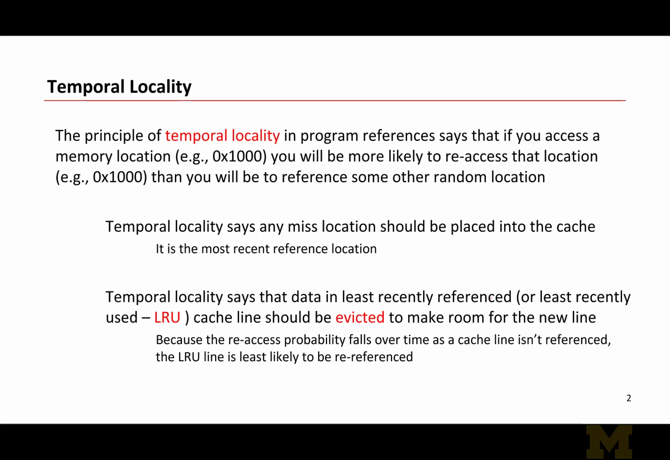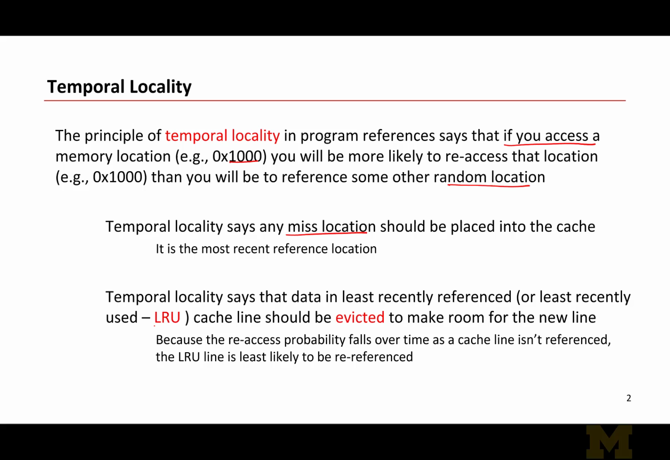Alright, so to formalize the notion of temporal locality, we can look at the precise definition of it. It essentially says that if you access a memory location, let's say 1000, you're more likely to re-access that location than you will be to reference any other random location. So according to this principle, if I access any new location that is not there in the cache, meaning the address is a miss in the cache, then temporal locality mandates that I evict some candidate from the cache and allocate this address that I just missed in the cache.